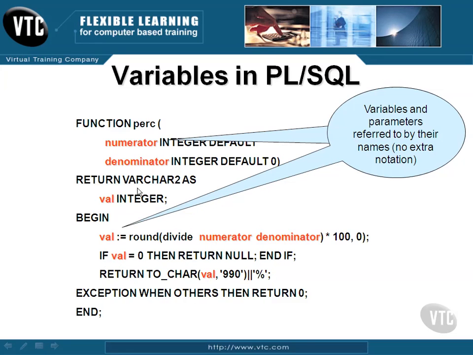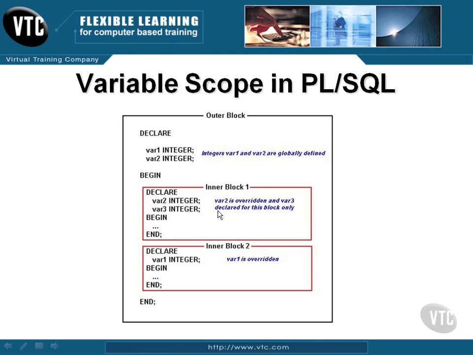You can see that the val variable is highlighted, and the numerator and denominator variables are highlighted within all of this code here. The variable parameters are referred to by their names, no extra notation, simple as that.